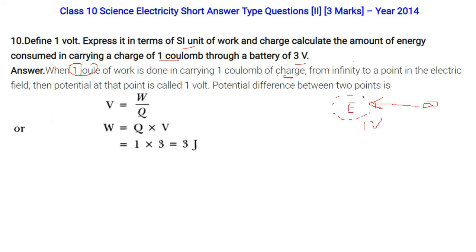The potential difference between 2 points, V, is given by W by Q. This W is simply Q into V. Q is here 1 coulomb and the voltage is 3. This is the relationship, and by this we can find out the energy. So energy is simply Q into V, 1 into 3, which is 3 joule.